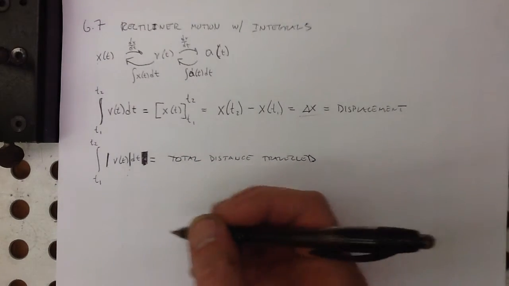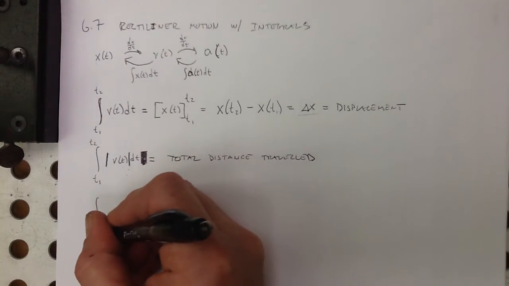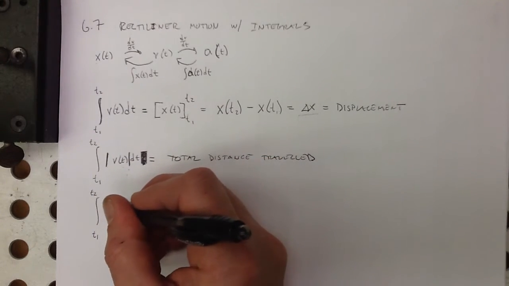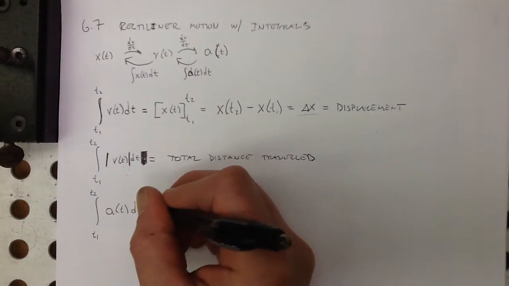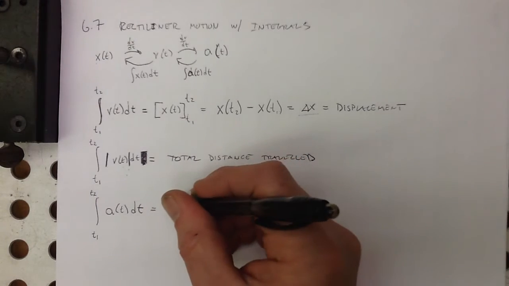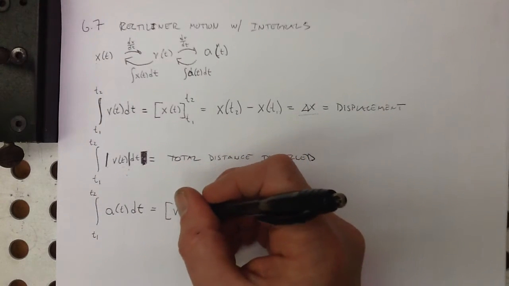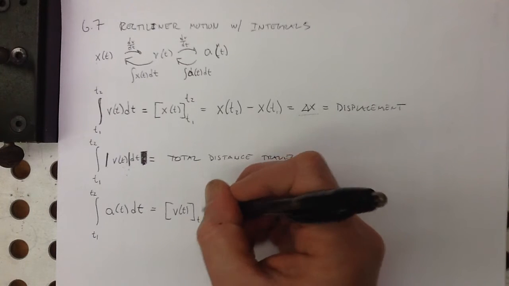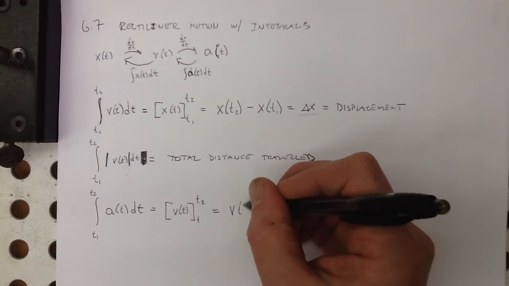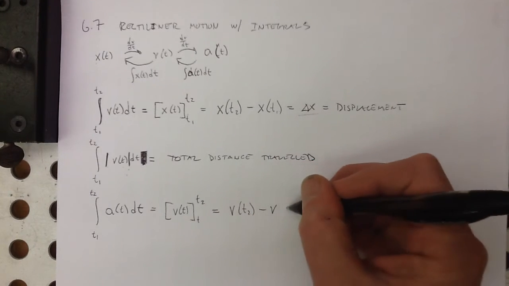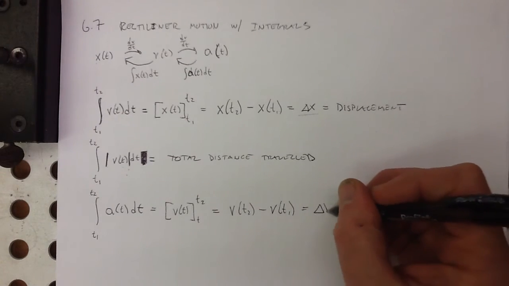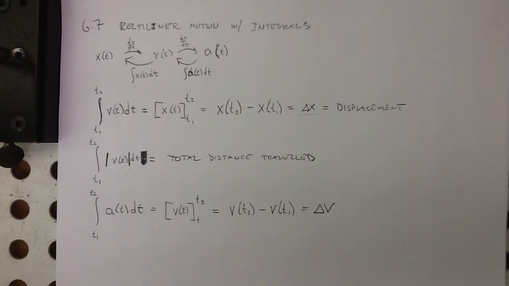Okay, a couple more quick things. Notice also that if you had an acceleration function and you integrated from time 1 to time 2, that would give you, well, the antiderivative of acceleration is velocity, so that would just give you the velocity at time 2 minus the velocity at time 1, and that's the change in velocity if you want to write it like that.